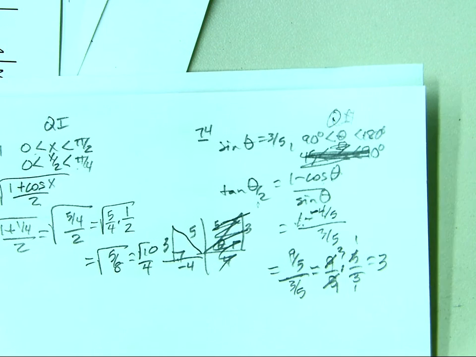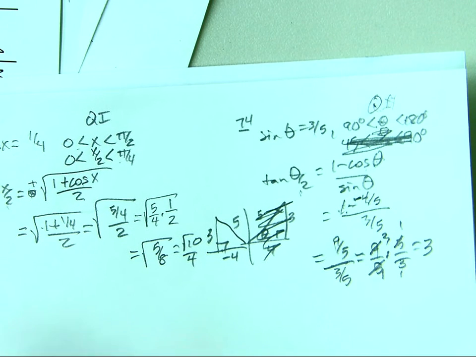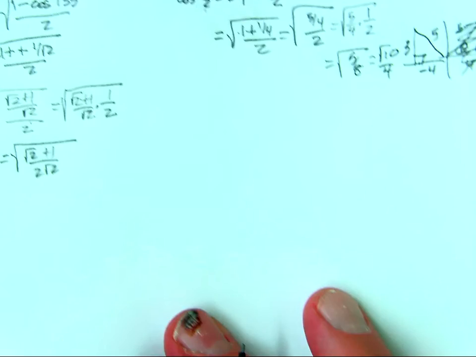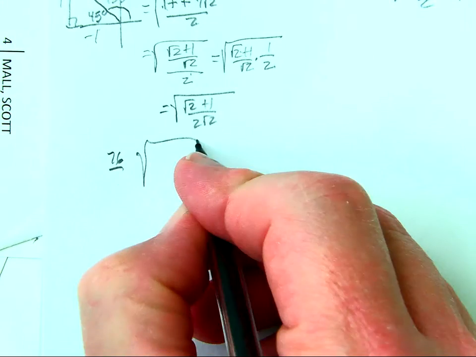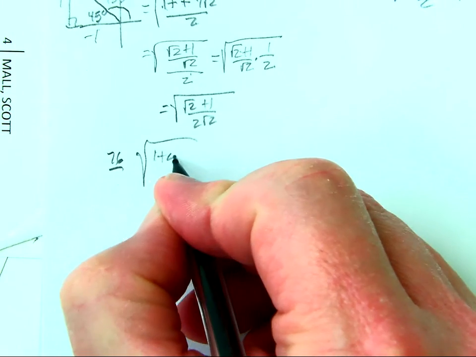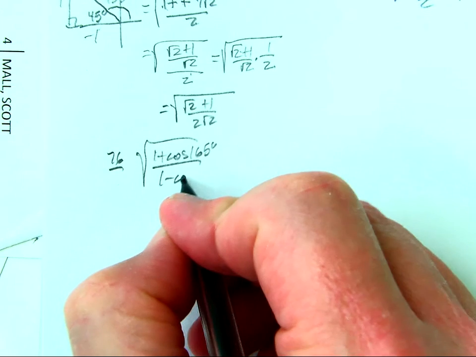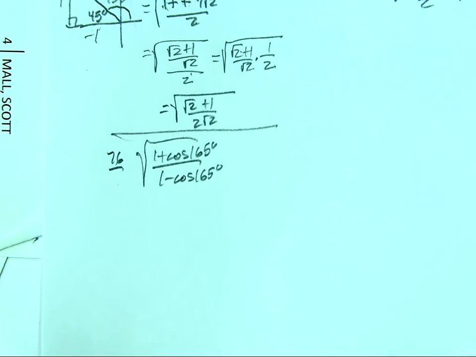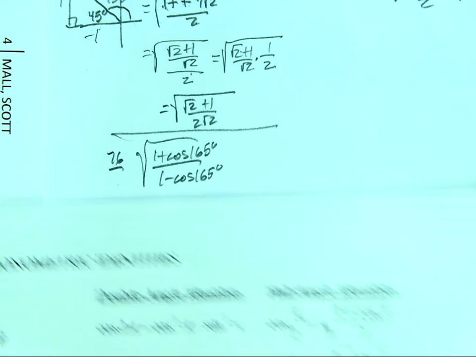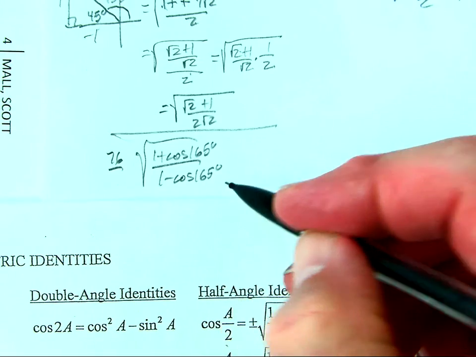So the next one let's do is 76. It's on the screen here. Now 76 says the square root of 1 plus cosine 165 over 1 minus cosine of 165. Now, again, first thing you should do is look at your identity sheet. We want to see if there's anything that looks like that. Is anything like the square root of 1 plus cosine over 1 minus cosine?